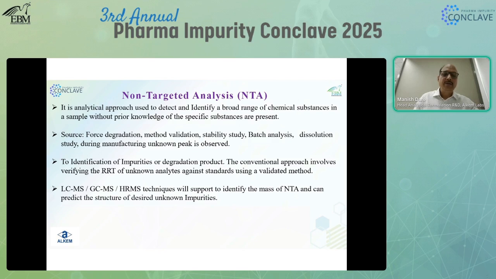To identify this unknown impurity or degradant product, a conventional method like HPLC is usually used in most cases. In HPLC, the unknown impurity or NTA substance can be checked by its RT during product method development activity. And high-end instruments like LCMS, GCMS, and HRMS techniques will support identifying this NTA.